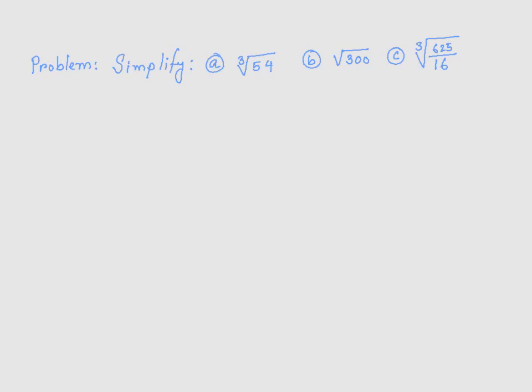In this video, I am going to simplify these radical expressions using the properties of radicals. Let's start off with problem A, which is cube root of 54. Our objective in simplifying this problem would be to get the largest perfect cube factor from 54, which turns out to be 27, because 27 times 2 is 54, and 27 is a perfect cube because 3 times 3 is 9, then 9 times 3 is 27.